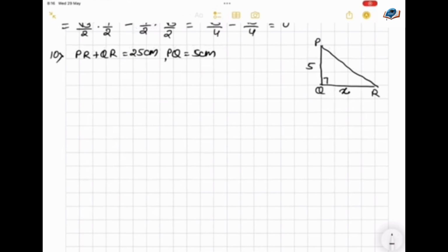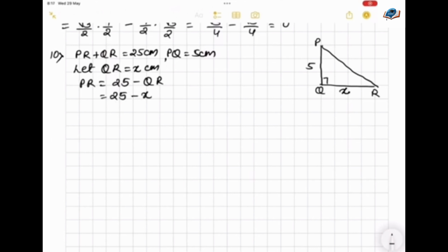Now 10th sum is PR plus QR is given 25 and PQ equal to 5. So let us take QR equal to x first. One side is given as 5 and sum of other two sides is 25. So let QR equal to x centimeter. So therefore PR will be 25 minus QR, that is 25 minus x.